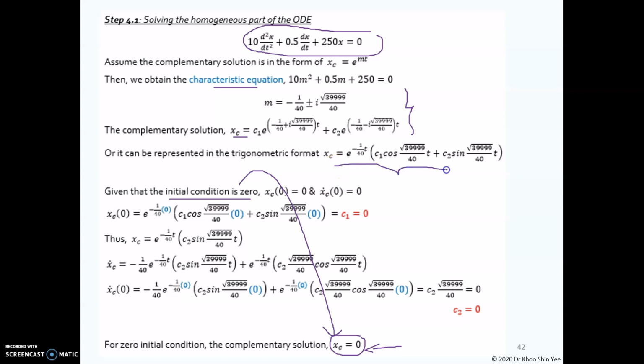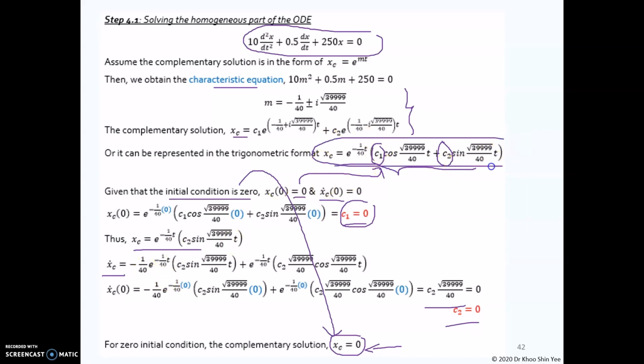Then you should obtain the general solution for the xc in terms of the unknown c1 and c2. Then you substitute the initial condition inside, solve it, then you obtain c1 equal to 0. Since your second initial condition is xc dot, you need to differentiate the xc here and you obtain the xc dot. So substitute the second initial condition inside, solve it, then you obtain c2 equal to 0.